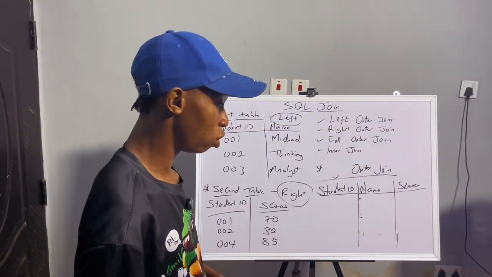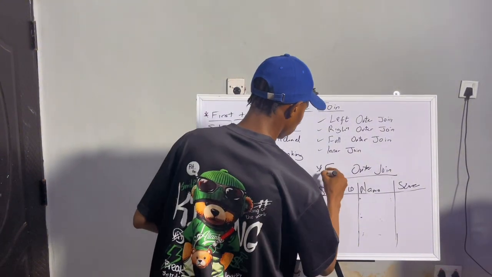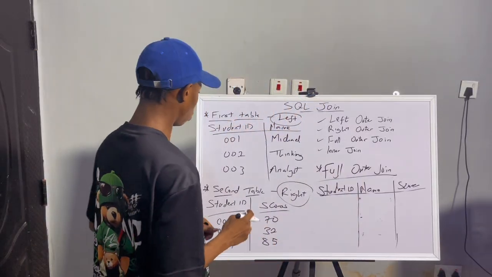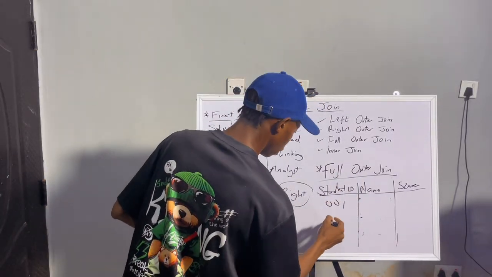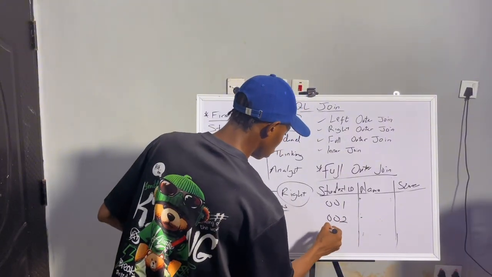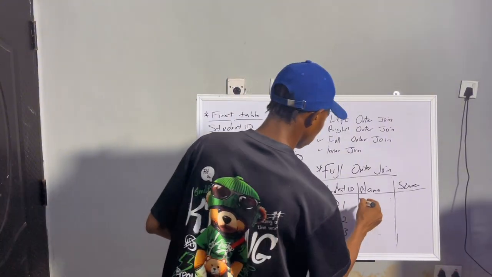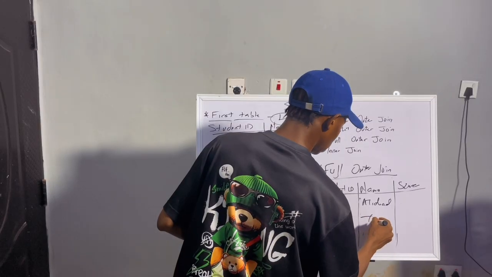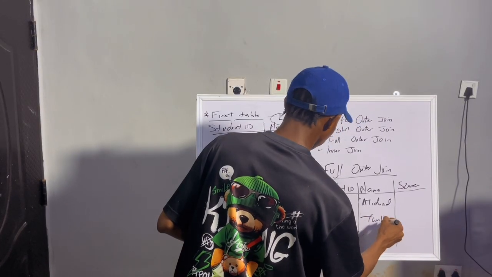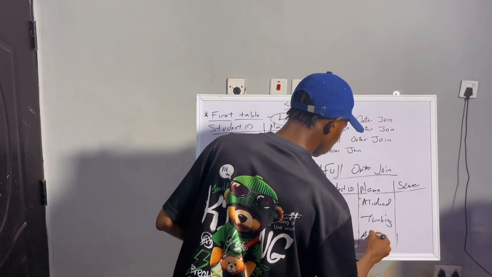So full outer join. What is coming from the left table? 001, 002, 003, which is Michael, thinking, and analyst.